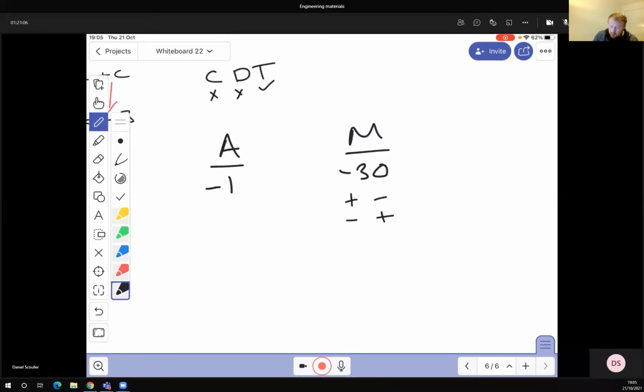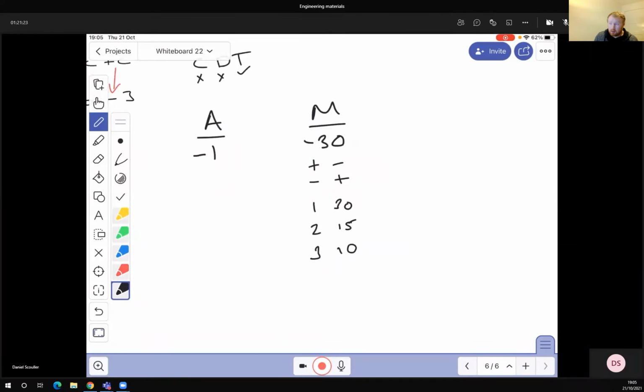Okay, so same case, we go through it. 1 and 30, 1's always a factor. Is 2 a factor? Yes, it is. 2 and 15. Is 3 a factor? Yep. 3 and 10. Is 4 a factor? No. Is 5 a factor? Yes. 5 times 6 makes 30. And then you can just go 6, yes, we've already got it. 7, no. 8, no. 9, no. 10, yes, we've already got it. Perfect. So you can work all the way.